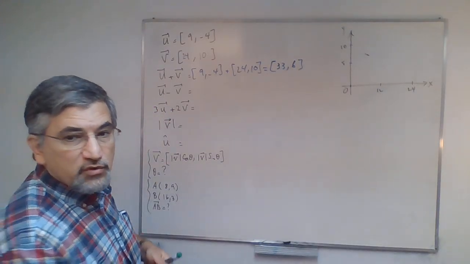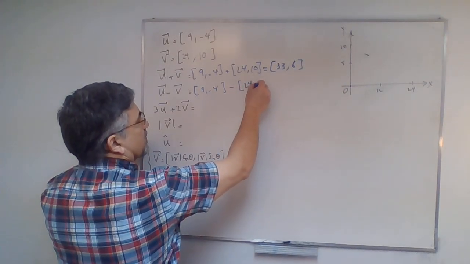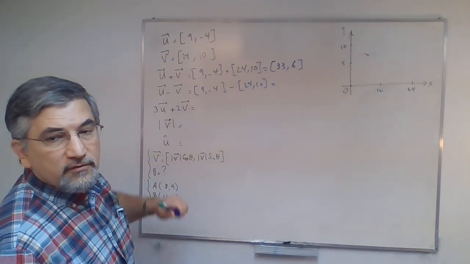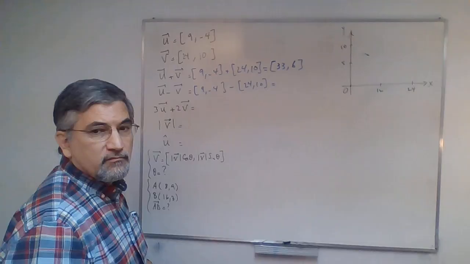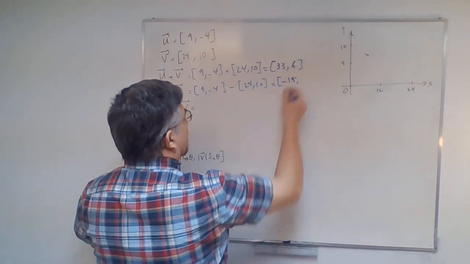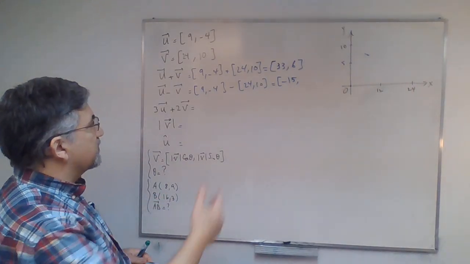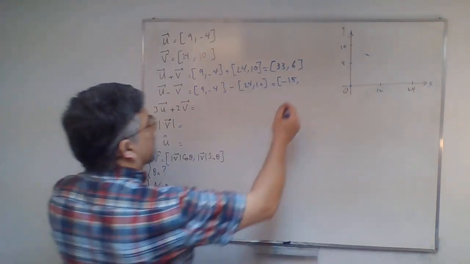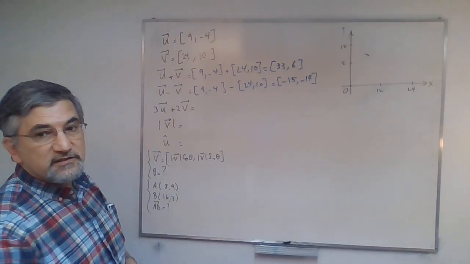In order to subtract them, we do the same thing, but this time we subtract the corresponding components. So 9 minus 24, that will be negative 15, I believe, right? Negative 15, right? Because 15 plus 9 is 24. So negative 15, 9 minus 24. And then negative 4 minus 10 would be negative 14. So that would be the difference vector, u minus v.